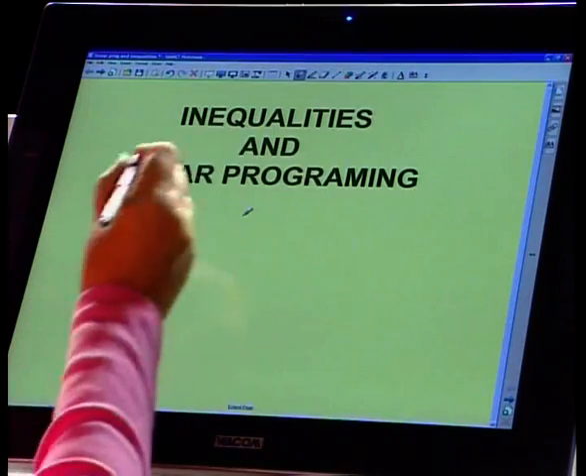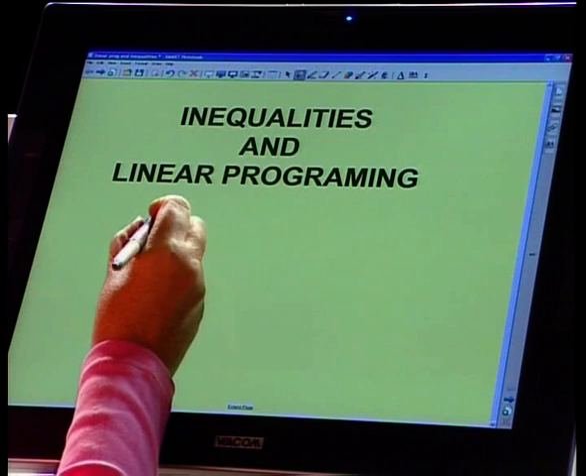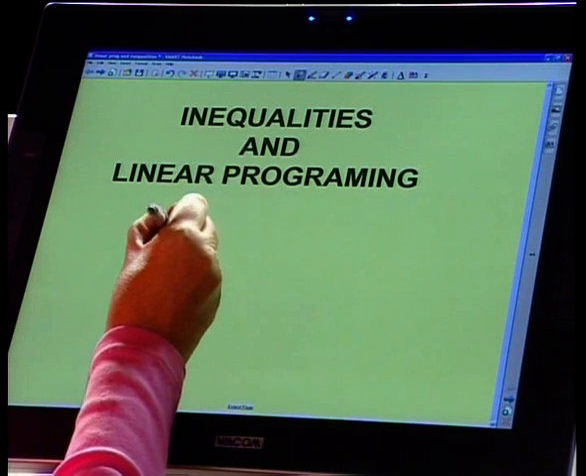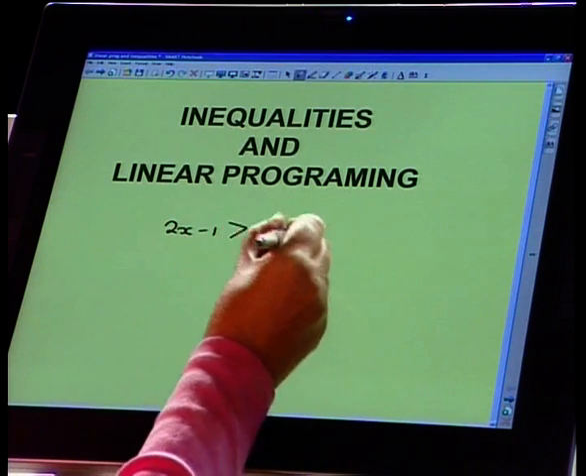Now, what I'm going to do is recap it right from the beginning so you can understand all the nuances of the section. So let's just talk a little bit about inequalities. Inequalities are easy enough when we've got something straightforward like this. So say I say to you, solve for x.